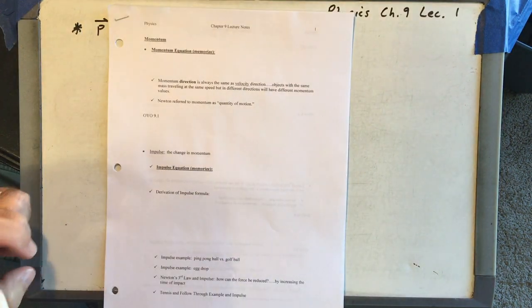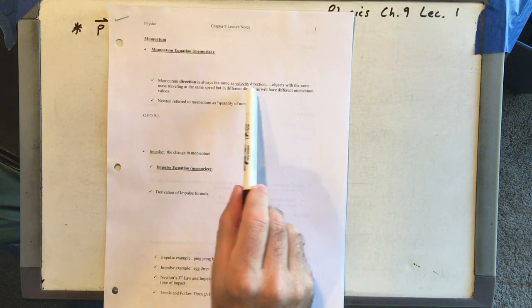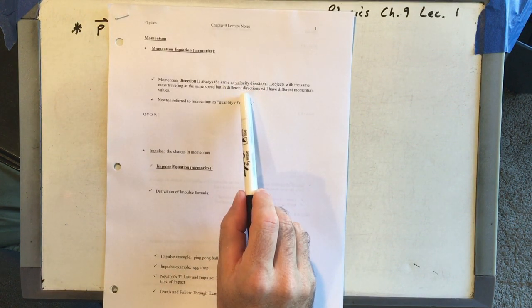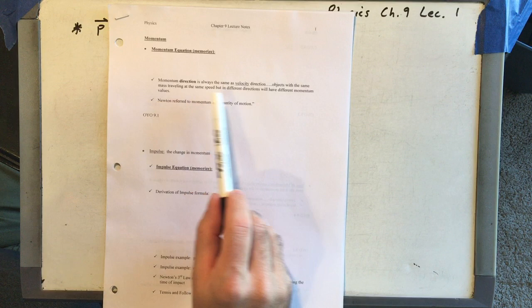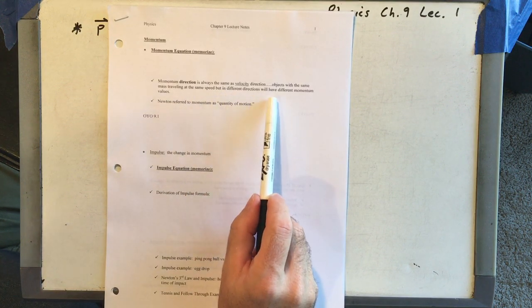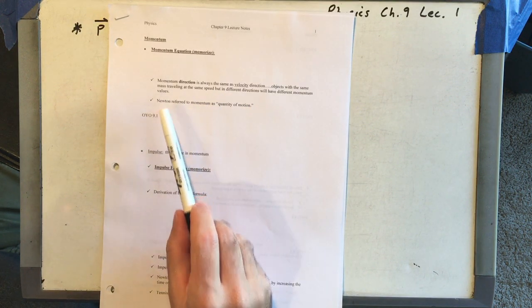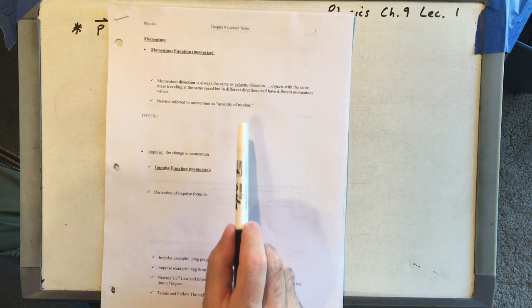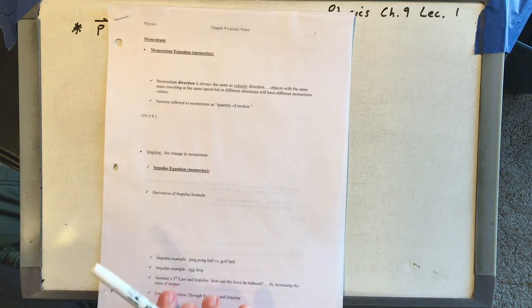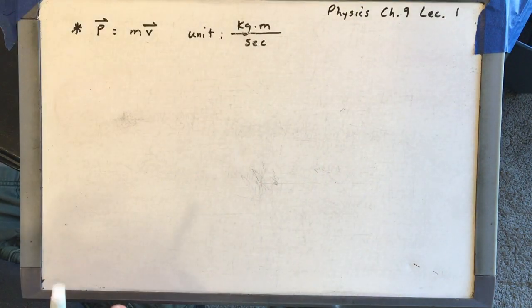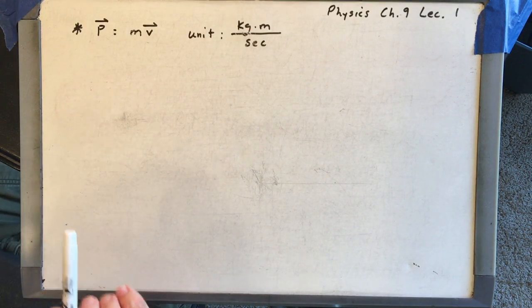Okay, so momentum, the direction is always the same as the velocity direction. So objects with the same mass traveling at the same speed but in different directions will have different momentum values. And Newton referred to momentum as a quantity of motion. So just like so much of what we do, it all kind of reverts back to Isaac Newton.